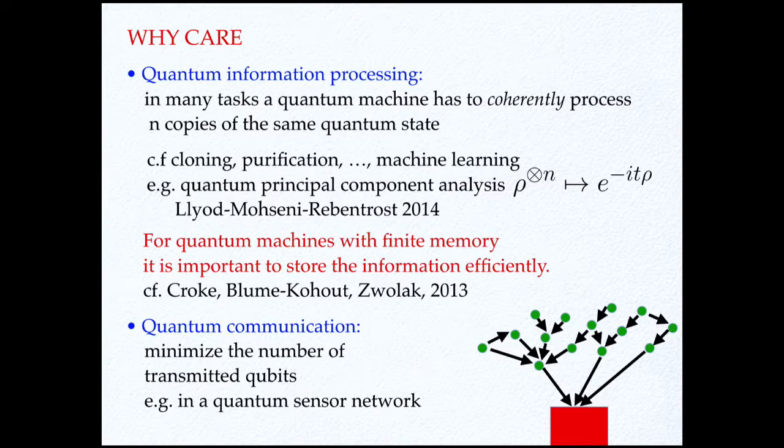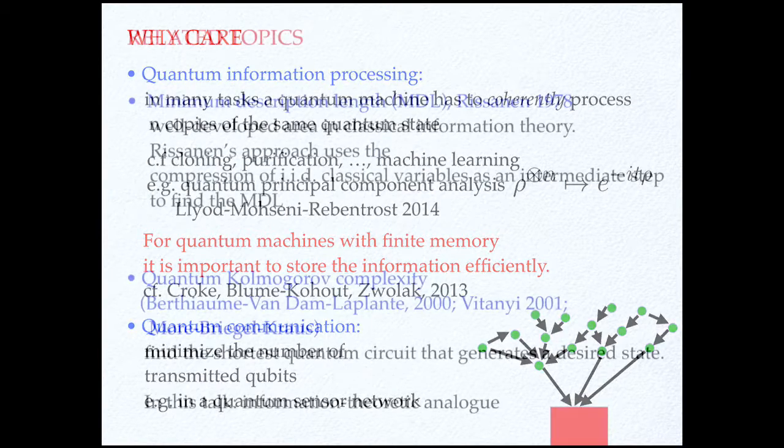And again, the problem of storing the state in the smallest amount of memory is relevant even when you plan to measure the state. So another obvious motivation is quantum communication. You may want to transmit the information about many copies of the same state using the shortest message. This is probably going to be important in the future when we'll have quantum sensor networks where you want to transfer information collected from many nodes and send it to a central station where the information is processed.